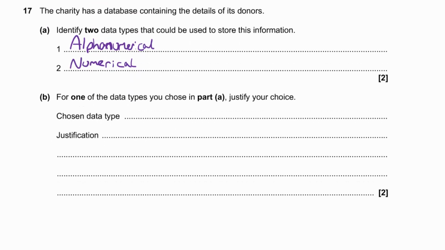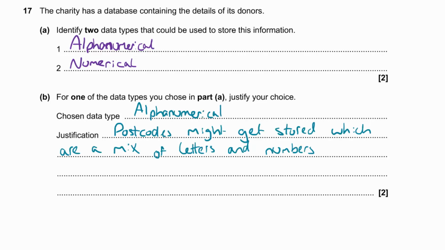We now need to do what is a really common question, which is to elaborate on one of our choices here. So let's stick with alphanumerical, why not, and do what I said about the fact that postcodes might get stored which are a mix of letters and numbers. Okay, pretty easy here. One slight misconception, or mistake is maybe a better word, is people go, okay, 2 marks, I'm making 2 points, I make 1 point here, I make a 2nd point here. Well, actually, you won't get the first mark here because you're not going to get 2 marks for saying the same thing. Copying a word down does not give you another mark.